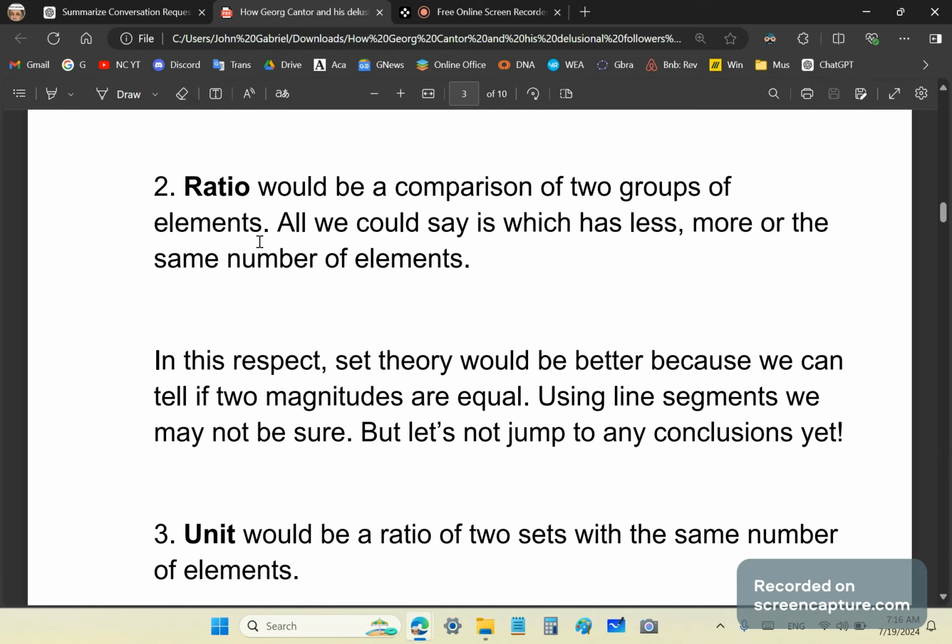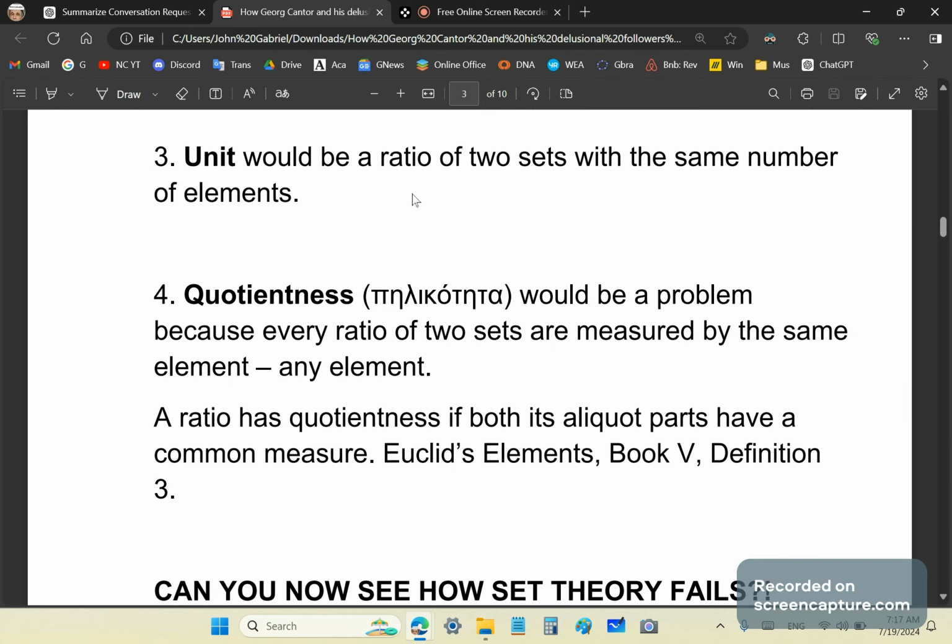So in this respect, set theory might be considered better because we can tell if two magnitudes are equal, right? Or if one magnitude is less than the other because the elements are the same. And using line segments, we may not be sure. But let's not just jump to any conclusions yet, right? Let's see the rest of them. So a unit would be a ratio of two sets with the same number of elements. Just as in geometry, a unit would be a ratio of two magnitudes that are equal, arbitrary magnitudes that are equal.